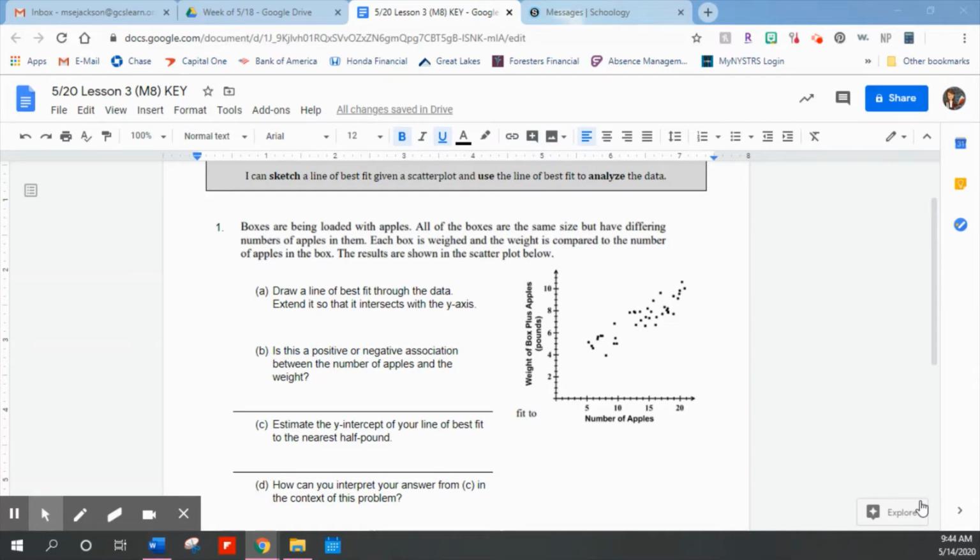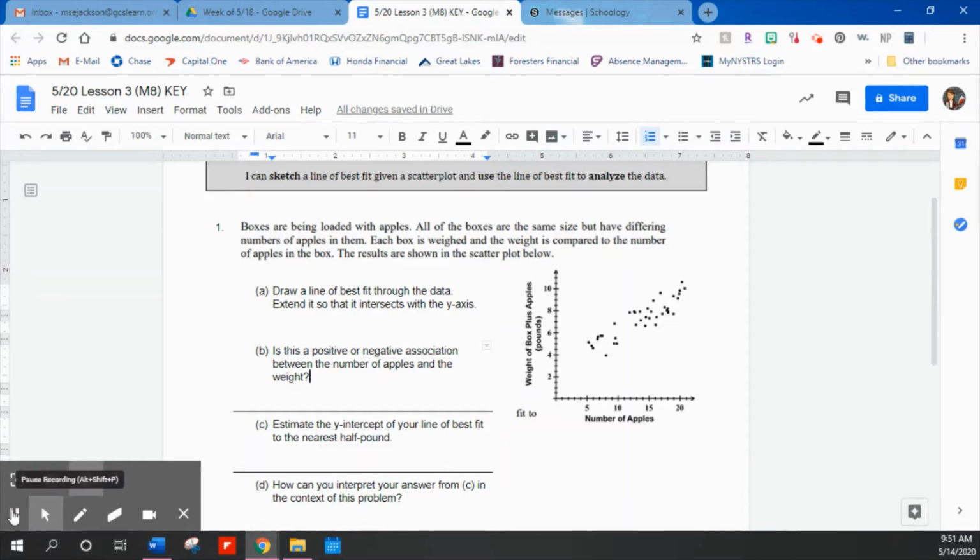So looking at the scatter plot to the right here, I see on my x-axis I've got the number of apples. On my y-axis, I have the weight. Now let's just think about this. Think of one apple. You pick an apple from a tree. Are they going to be the exact same weight? Probably not. Are they going to be really close? Probably. So there's not a perfect answer to this. We want to draw a line of best fit through the data and extend it so that it intersects with the y-axis. Again, you might just have to watch me do this.